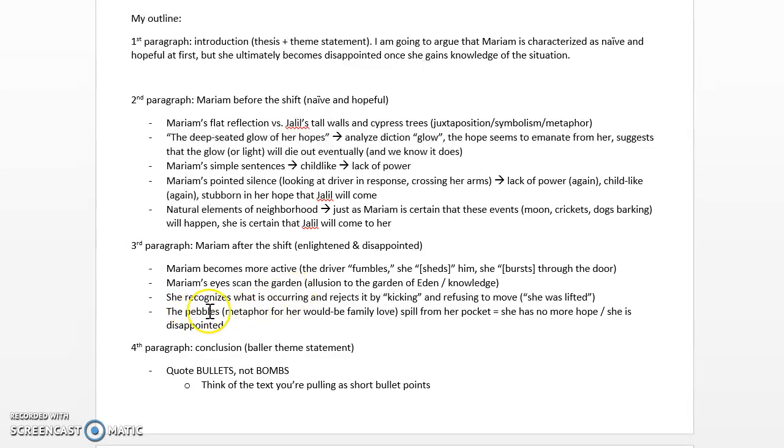And then these pebbles make a reappearance, and they spill from her pocket. This is a metaphor. You could call it a symbol if you want to, but these pebbles represent the family that she was hoping would accept and love her. And when they spill from her pocket, she has no more hope, and she is disappointed. So remember I talked about the need to capture the last line, capture the whole passage.